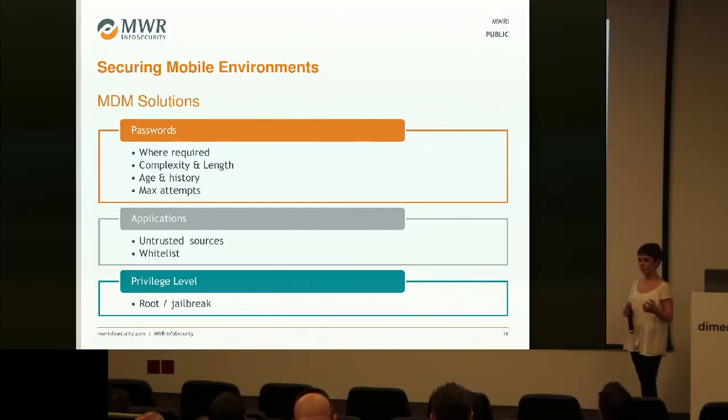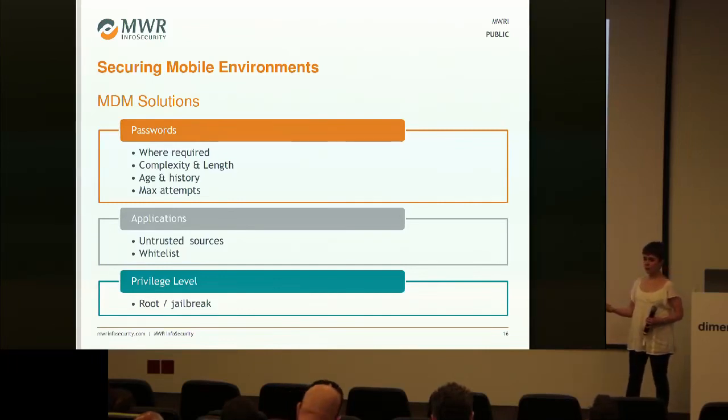Obviously, it needs to be catered to different companies because everybody has their own needs. So the first thing is passwords, whether you want a device lock screen or any other passwords. What complexity do you want? What length should it be? How often should you be resetting it? Can you reuse passwords? Everything like that.